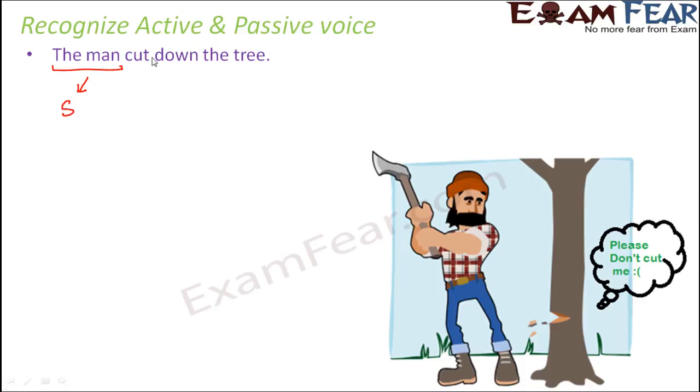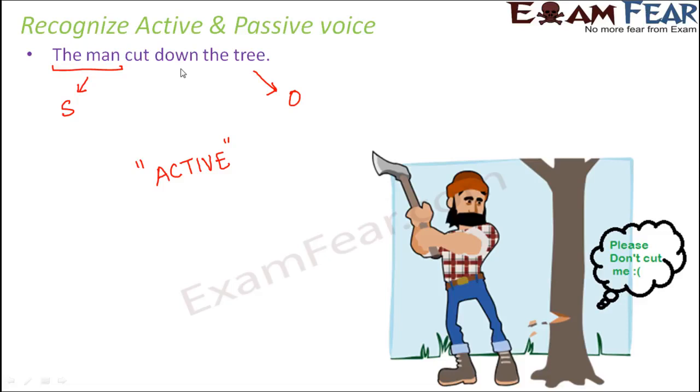And is he doing something? Yes, of course, he is cutting down the tree. So the subject does something. That holds true in this case again. The tree is just the object. So here the subject does something. So this is again active voice. Now what about the tense of this sentence?